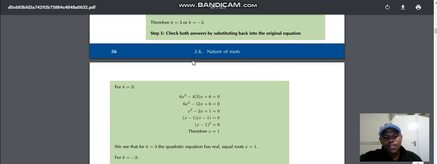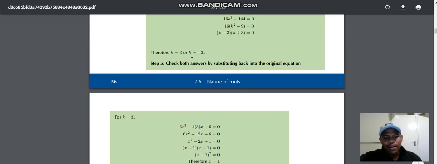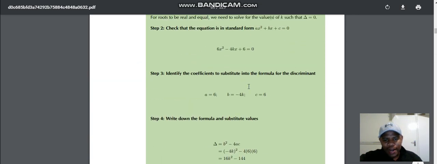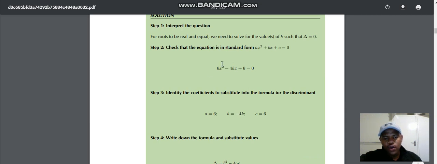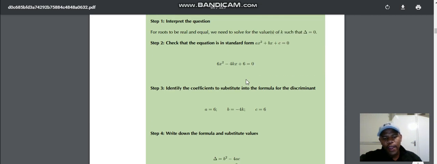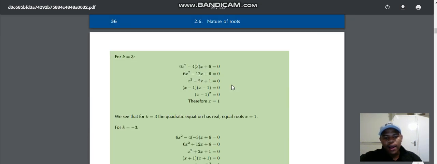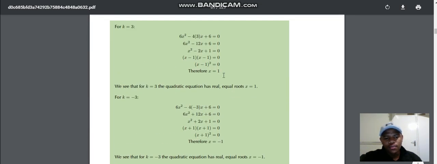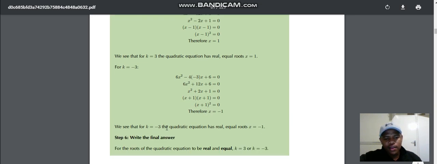And then you see if you were to substitute k back into that equation. Which equation is this? This is the rearranged equation. If you were to substitute k back and solve for x, would you really have the roots that they are talking about? You can see that x is equal to 1 for k is equal to 3, x is equal to minus 1 for k equal to negative 3. We see that for k equal to 3, the quadratic equation has real equal roots, x is equal to negative 1.